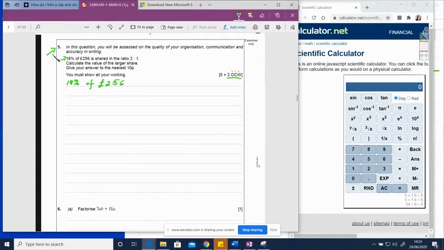Various ways of doing this, but I just simply use the calculation. 18 over 100 multiplied by 256. If I put that into the calculator, I'd get the answer of £46.08. So that's the first part. So this £46.08 is shared in the ratio of 2 to 1. So if it's shared in the ratio of 2 to 1, that means there are 3 parts.